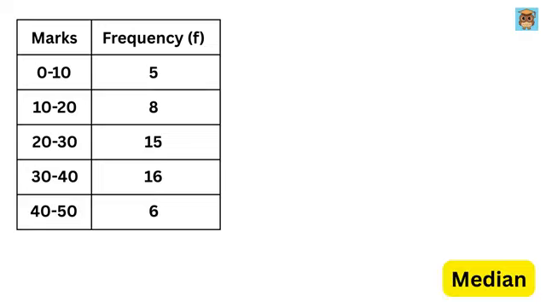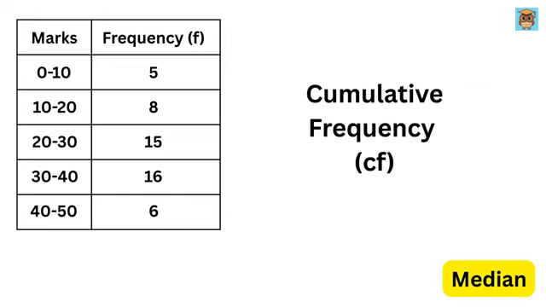Sweet. Next, we calculate the median. To do that, we first calculate the cumulative frequency for each class interval. Cumulative frequency means that for each class, we keep adding the frequency from the previous class to the current class frequency. This helps us track the total of the number of students as we move through the intervals.